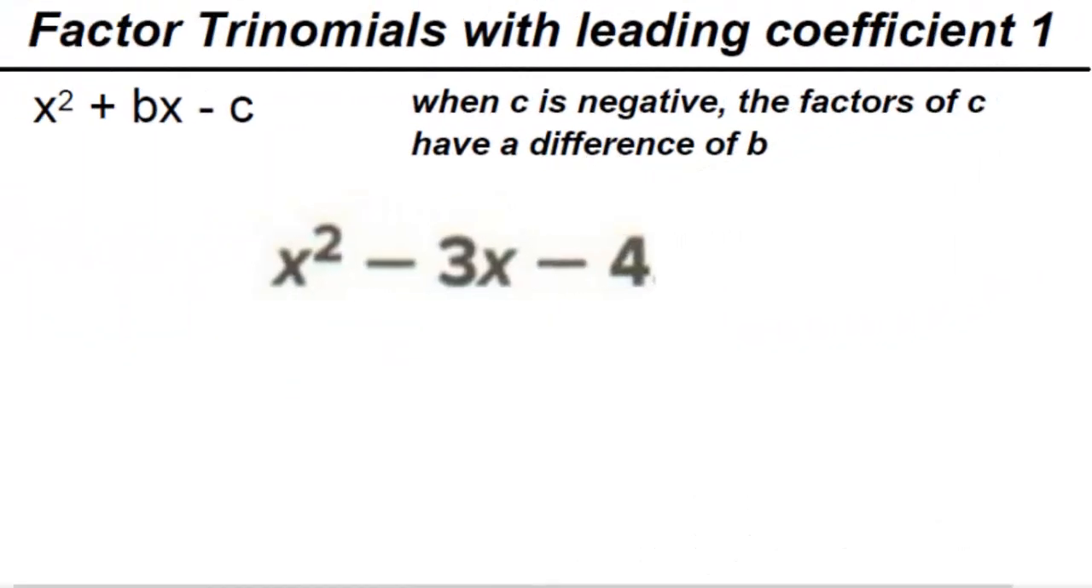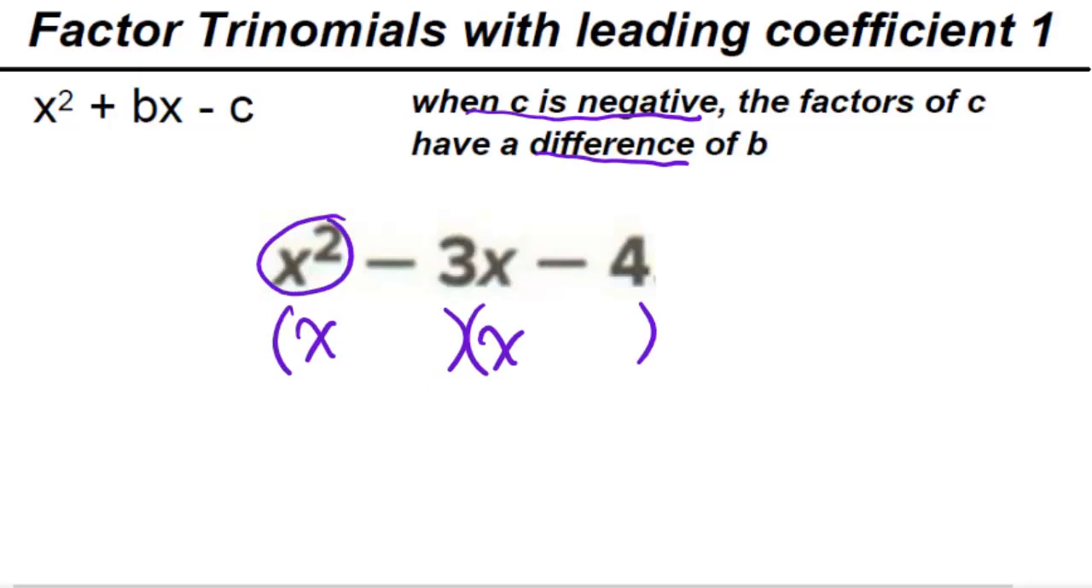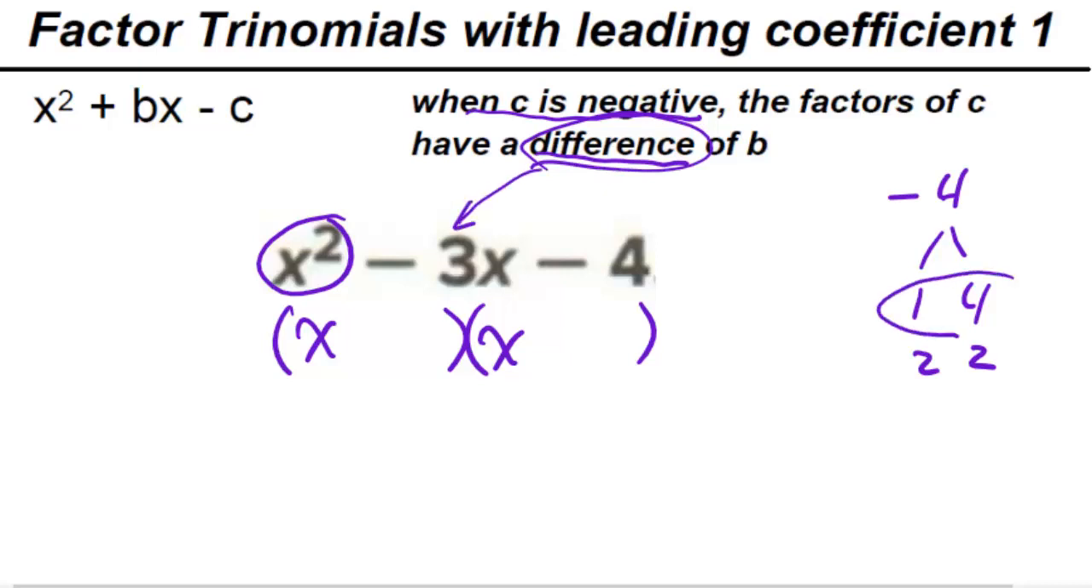All right, we have one more with a leading coefficient of 1. Again, c is negative, which means my factors are opposite in signs, and I'm looking for a difference of b. So I'm going to start with two sets of parentheses. X times x gives me the x squared. And then the factors of negative 4 are 1, 4, 2, and 2. And now one of them has to be negative, but I'm looking for a difference of negative 3. So the ones that have a difference of 3 would be the 1 and 4. And to make it a negative 3, the bigger of the two factors has to be negative. So I have to have a negative 4 and a positive 1. So I'm going to put plus 1 and minus 4 right there. And this becomes our factored form.